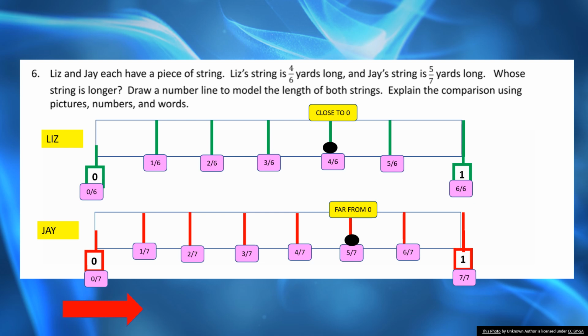So right here, I'm going to write my comparison. I'm going to explain my comparison. So I'm going to write 4/6 yards is less than 5/7 yards. Now, if you need to pause your video to make sure that everything on my screen is on your paper, go ahead and do so now.